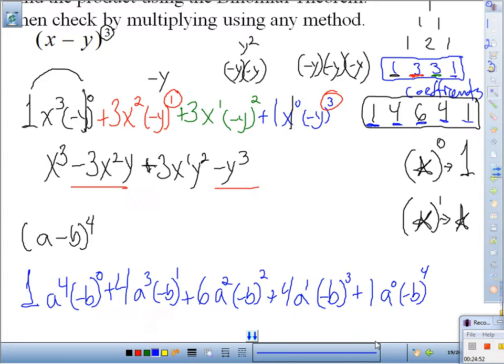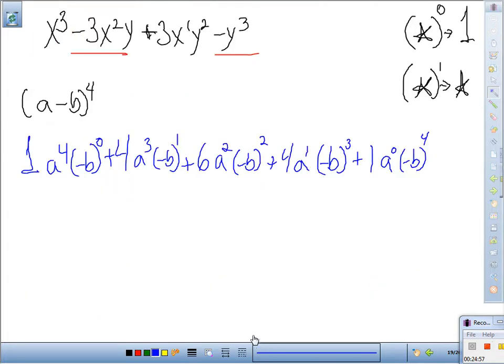You're like, I think I get it, Mr. Q. Yeah, now we just need to simplify. Here we go. Once again, what is anything to the 0? 1 times 1 is 1, so we're left with a to the 4th. What did we say whenever we have an odd exponent here, that the negative is going to be for the whole term? Yes, so it's negative 4a cubed b.